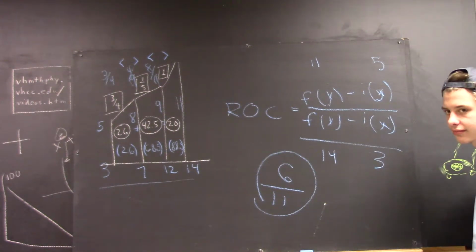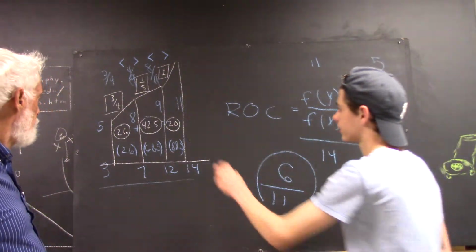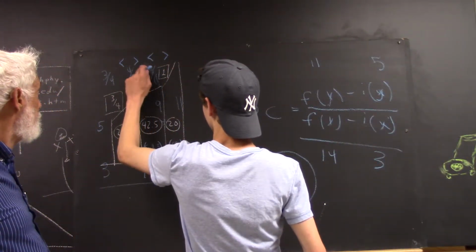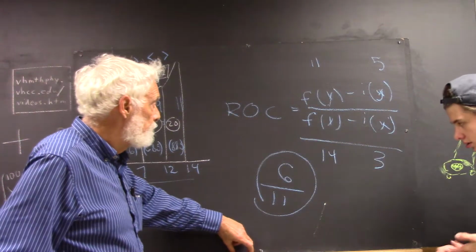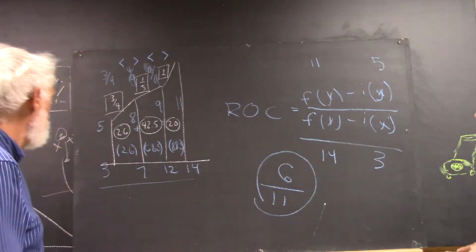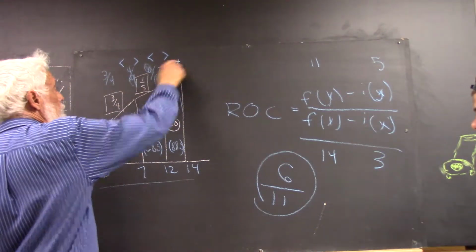Okay. You don't have 11. 6 over 11. Oh, did I put 8 over 11? I meant 6 over 11. So what you got there would be the average rate of change from this point to this point, right?